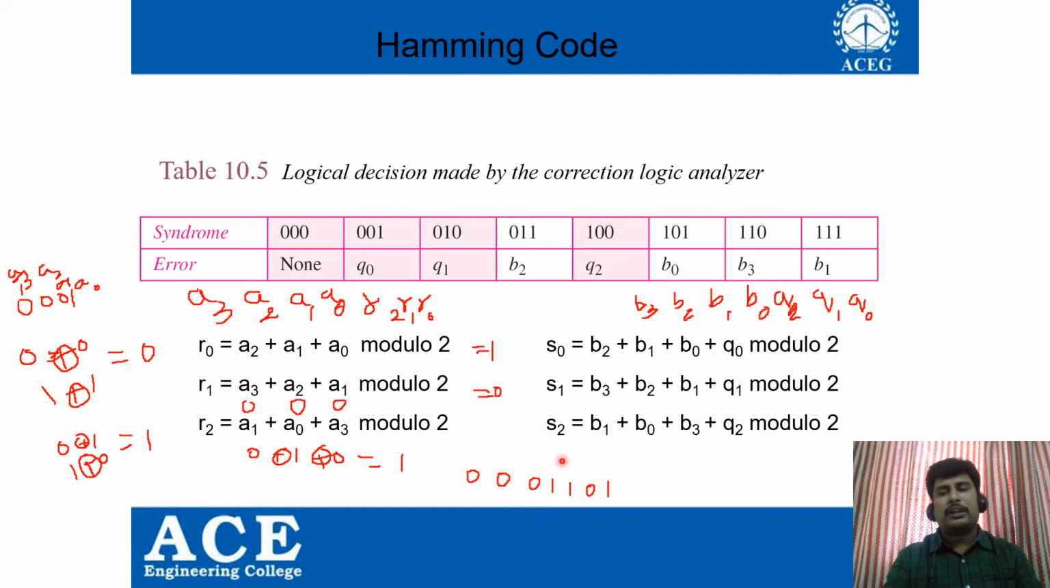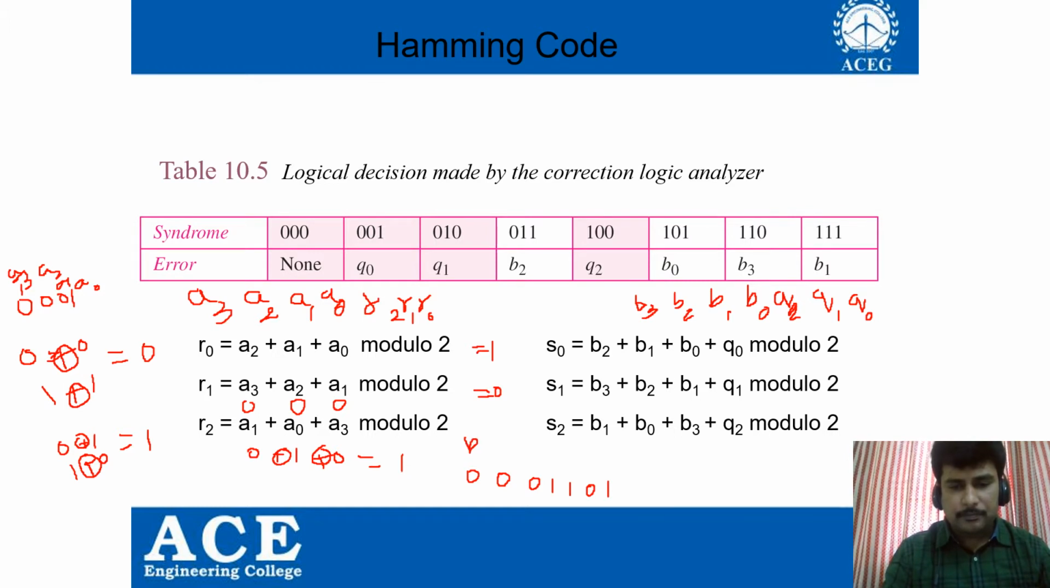Now, how do I determine whether there is an error or not? As I mentioned, we have to calculate the syndrome value from the code word received at the receiver. How do we determine the values of the syndrome S2, S1 and S0? Let us follow the same logic. For S0, the modulo addition bits to be considered are B2, B1, B0 and Q0.